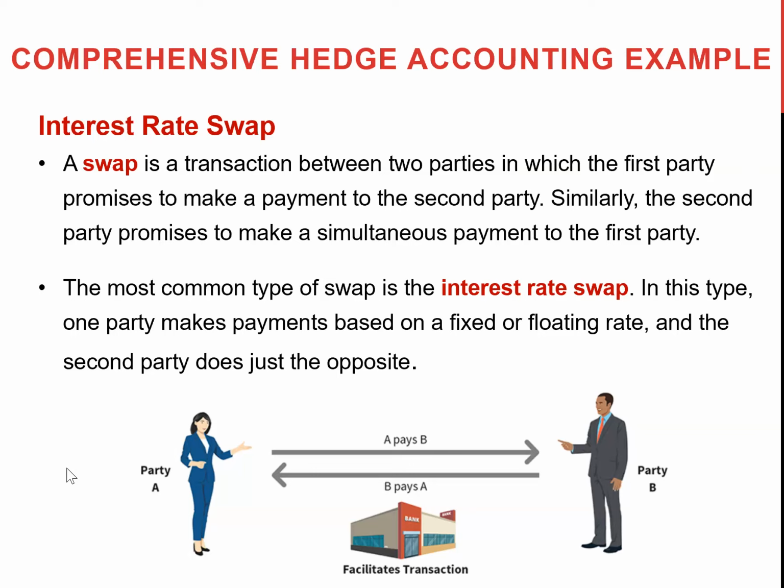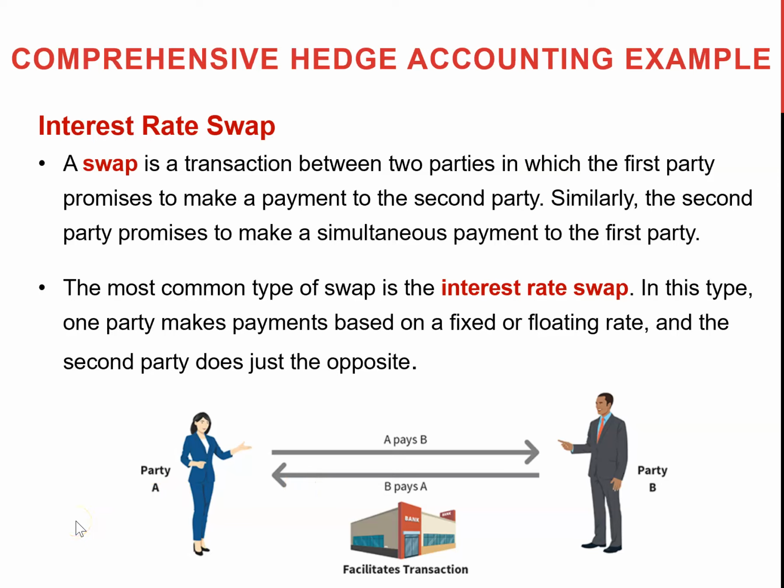A swap is a transaction between two parties where one party makes a promise to make a payment to the second party, and the second party also makes a promise to make a payment, but both parties' payments will be based on different criteria, though for the same thing. For example, in an interest rate swap, one party may agree to pay interest based on a fixed rate, and the other party will agree to pay interest based on a floating rate. For example, LIBOR is one of the common floating rates, or any other floating or market rate.